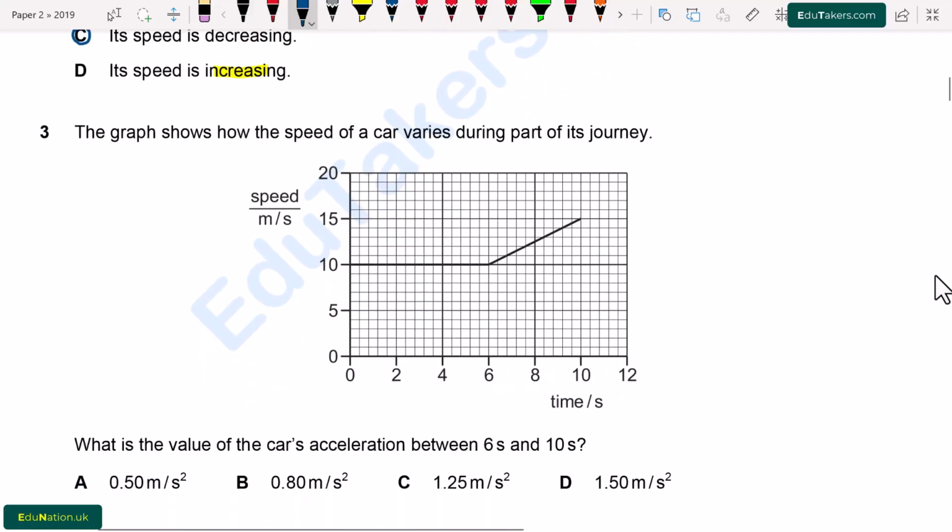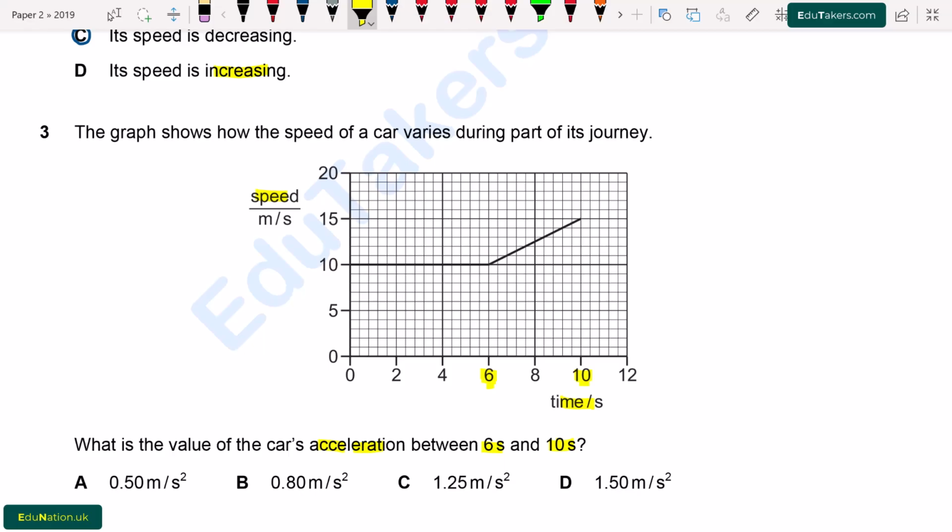Question number 3. The graph shows how the speed of the car varies during part of its journey. Here is a speed-time graph. What is the value of the car's acceleration between 6 seconds and 10 seconds? Here two times are given, 6 seconds and 10 seconds, and we have to find out the value of acceleration of the car. So here 6 seconds is at this point and 10 seconds is here.